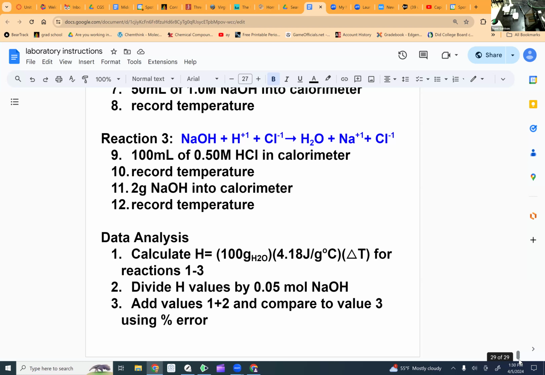Data analysis for this. We're going to end up using our heat formula, mass times specific heat times change of temperature. So we're going to do that for all 3 of the reactions. And then what we have to do here, though, is divide each of them by 0.05, the moles of NaOH, and that will then allow us to have a per mole amount. And then we're going to add 2 and 3, and hopefully it ends up being what is on step 3. So we'll try this out with the math here in just a second. But in the meantime, let's jump into what we have for the reactions itself in the laboratory.